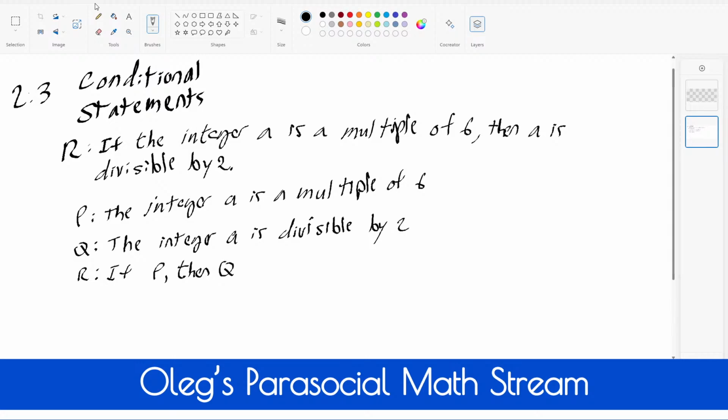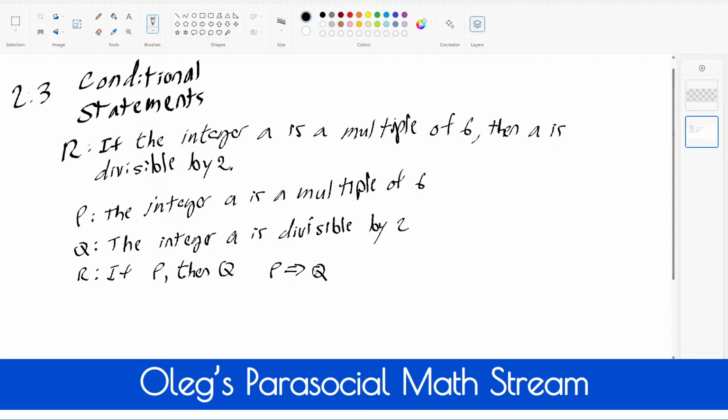Now, if P then Q is also written like this: P implies Q. When we assert the statement P implies Q is true, we mean that if P is true, then Q must also be true. In other words, we mean that the condition P being true forces Q to be true.